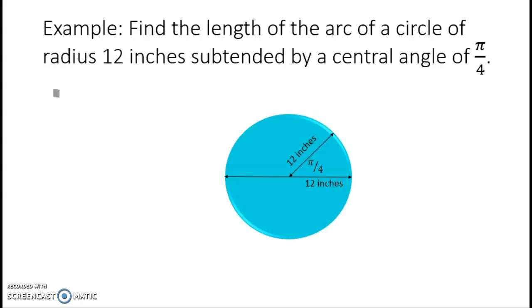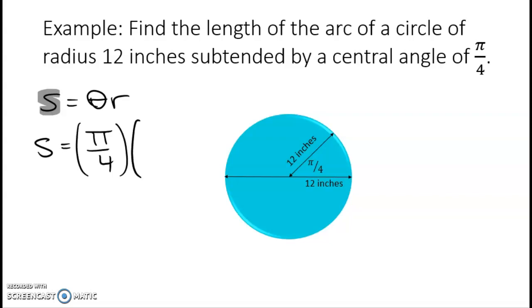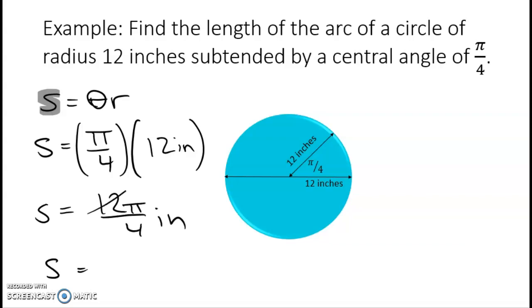Okay, so we need S, which is equal to r times theta. Theta is pi over 4, and that's already in radians, so we can go ahead and use that, times 12 inches. So S will be equal to 12 pi over 4 inches. Take out the 4 within the 12, and you're left with 3 pi inches as your final answer.